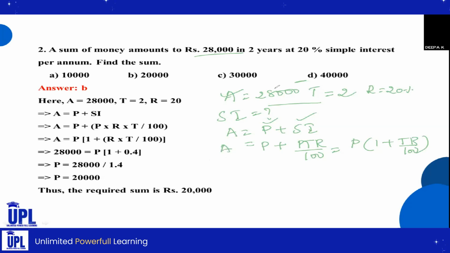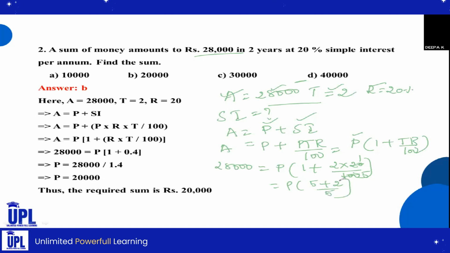Okay, so simplify the value of T and R. Then only we can get the value of P, right? So A is 28,000 is equal to, we don't know the value of P, and 1 plus T is 2 and R is 20% divided by 100. So simplify this one. 20% divided by 100. Then simplify again, P into 1 plus 2 divided by 5.